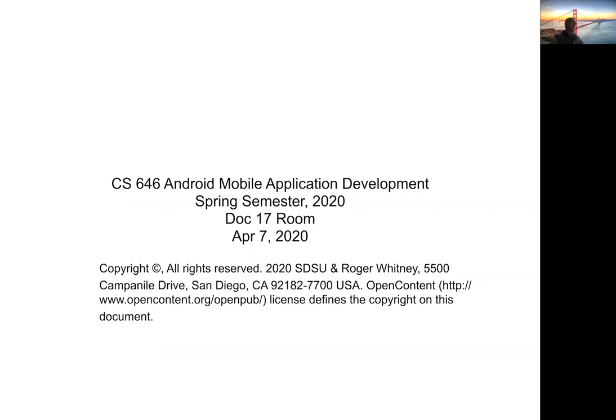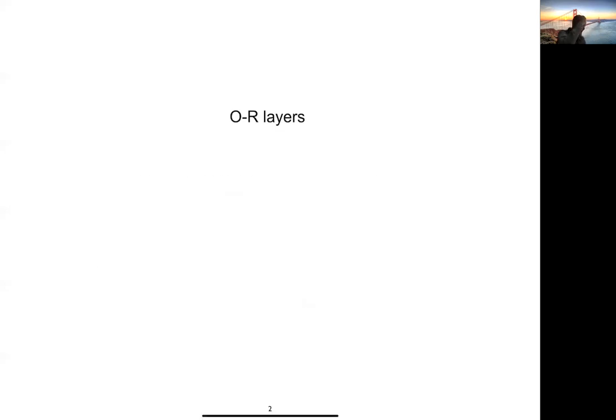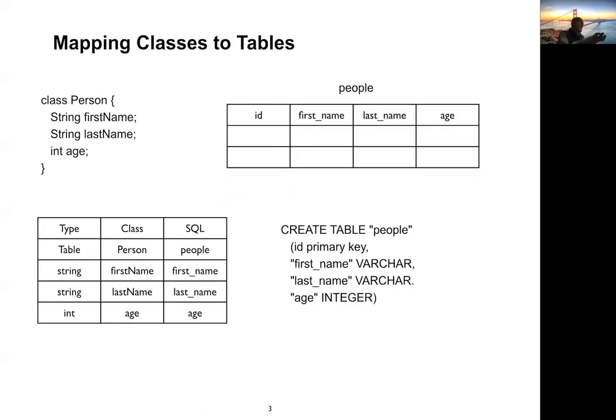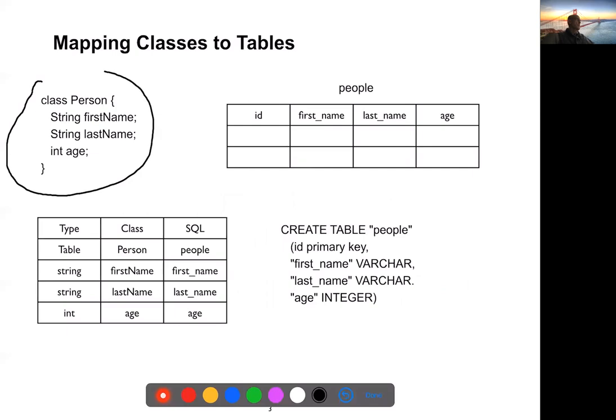What I'm talking about today is Room. And Room is an example of what people call OR layers or object relational layers, mapping layers. And the problem is that when we write code, we've got objects, so here is a Java class of a person. It has a name, first name, last name, and an age.